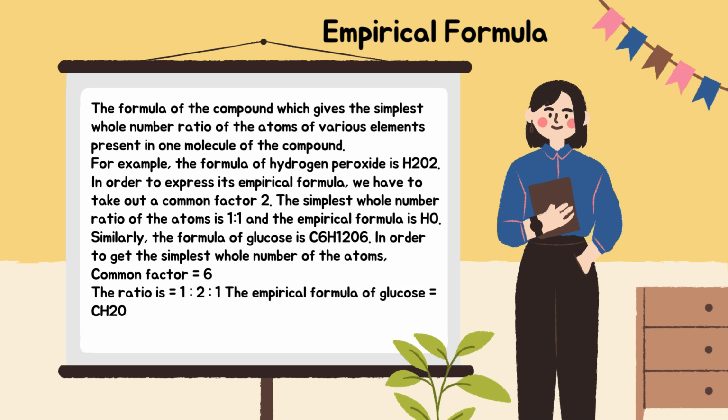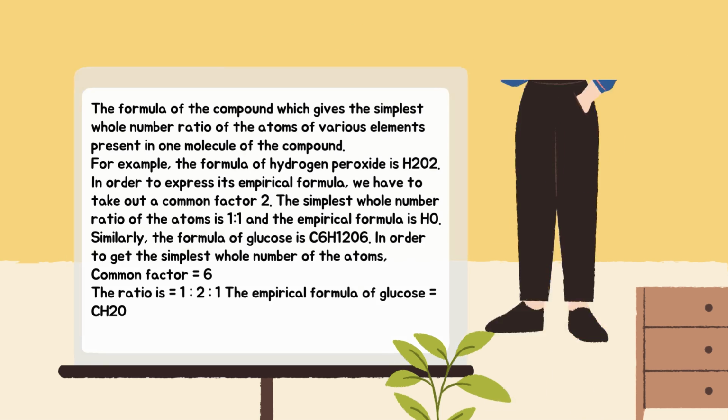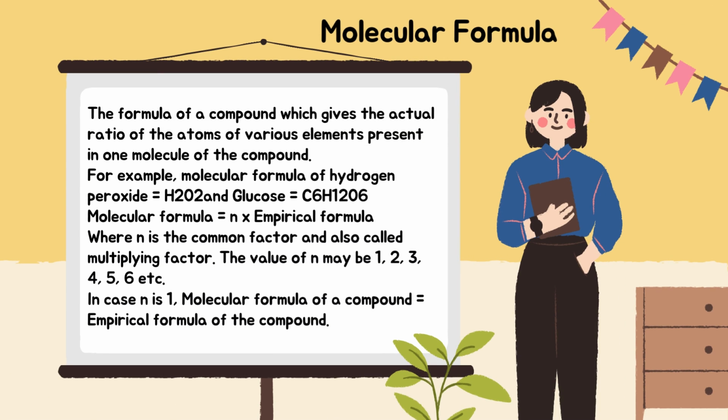Similarly, the formula of glucose is C6H12O6. In order to get the simplest whole number ratio of the atoms, common factor equals 6. The ratio equals 1:2:1. The empirical formula of glucose equals CH2O. Now moving forward with molecular formula, the formula of a compound which gives the actual ratio of the atoms of various elements present in one molecule of the compound. For example, molecular formula of hydrogen peroxide equals H2O2 and glucose equals C6H12O6.